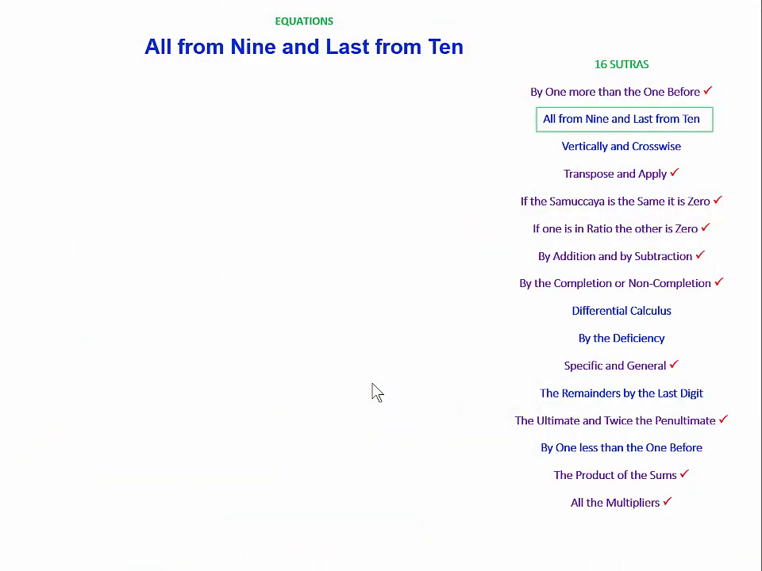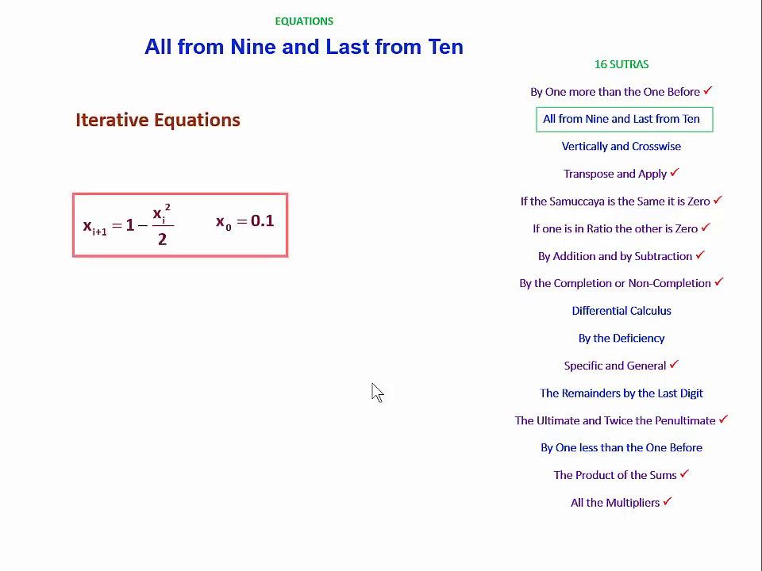All from 9 and the last from 10. Nikhilam Navatashcaramam Dashatah. The same iterative equation illustrates the use of this sutra too, because if you take your 0.1 here and put it into there, work that out, you'll get a certain value for x squared over 2, which you then subtract from 1. And in that subtraction, you'll be applying the sutra all from 9 and the last from 10. And when you get your new value and you put it in again, you will be squaring that new value, dividing by 2, and applying the sutra all from 9 and the last from 10.